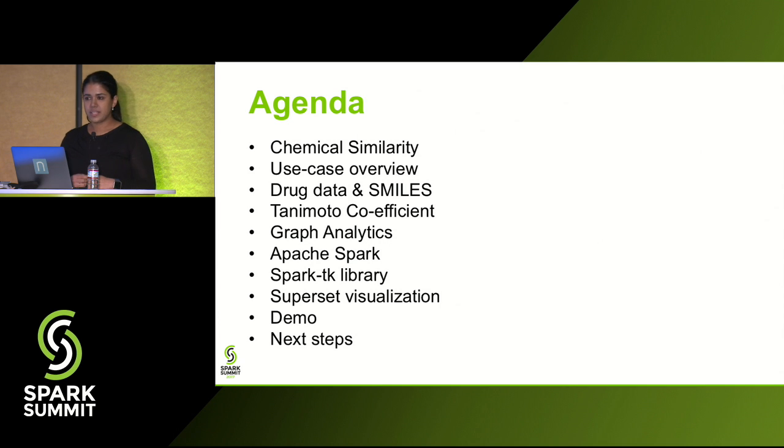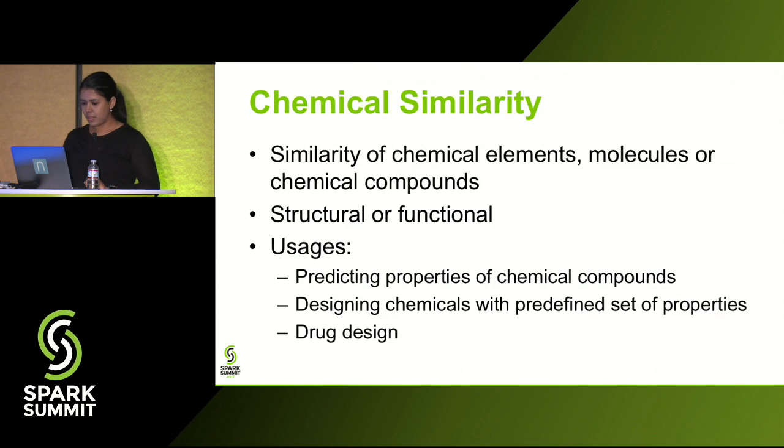Then how graph analytics can be used to uncover insights, how Spark is very powerful in helping us do so, and the algorithms that we've implemented and open sourced on Spark. Why Apache Spark was a natural choice for all of these things. Then the library: SparkTK is a library that we've developed at Intel, and it's open source, so we'll get an overview of that. And how we can visualize using Superset, which is Airbnb's visualization tool, and also a demo and future steps.